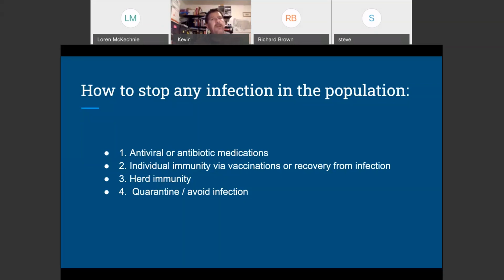And when you have herd immunity and most of the population is immune, then they can't jump to other people who are susceptible. And the final way to stop any infection is by quarantine. If you isolate every individual, or if you isolate every family unit away from each other, then the virus can't jump from one quarantine unit to another because there's been no contact. So those are the tools that people have to defeat any kind of an infection in the population. We need medications, we need immunity, or we need a quarantine.